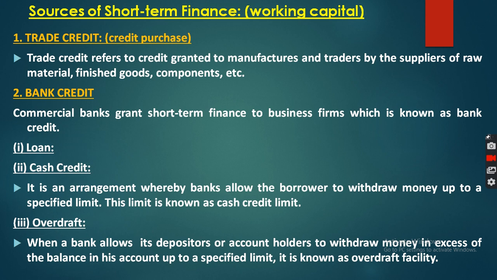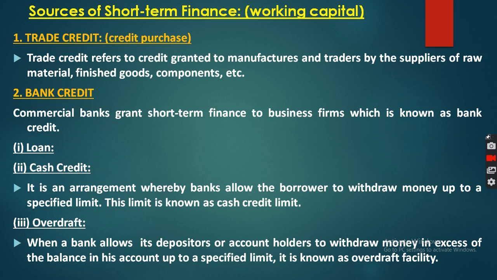So trade credit refers to credit granted to manufacturers and traders by the suppliers of raw material, finished goods and components. So whenever the company has a need for raw material, finished goods, all of this, on what basis will it purchase?